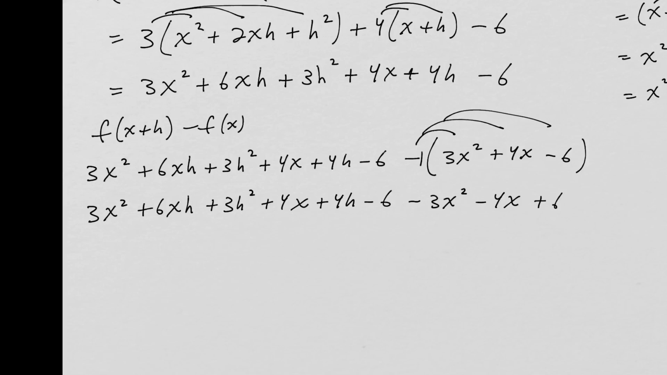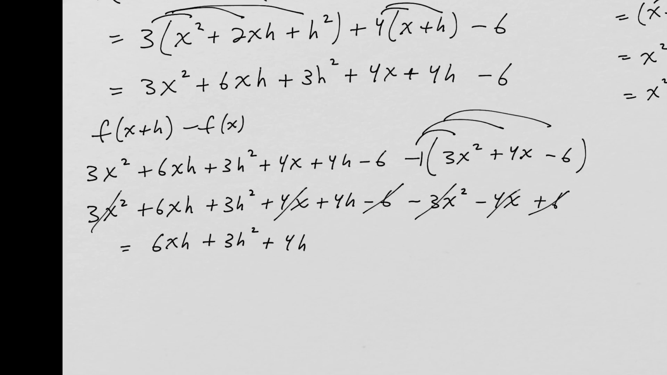Okay, so look what happens. 3x squared minus 3x squared, that's gone. 4x minus 4x, that's gone. And then minus 6 plus 6, that's gone. So all I have left is 6xh plus 3h squared plus 4h.